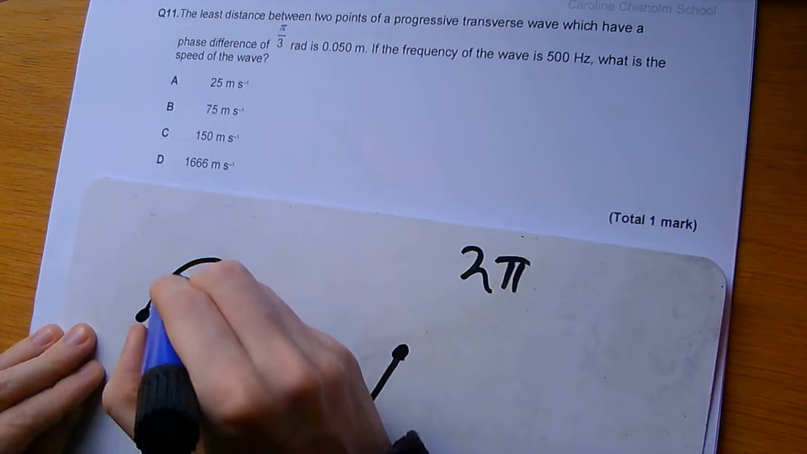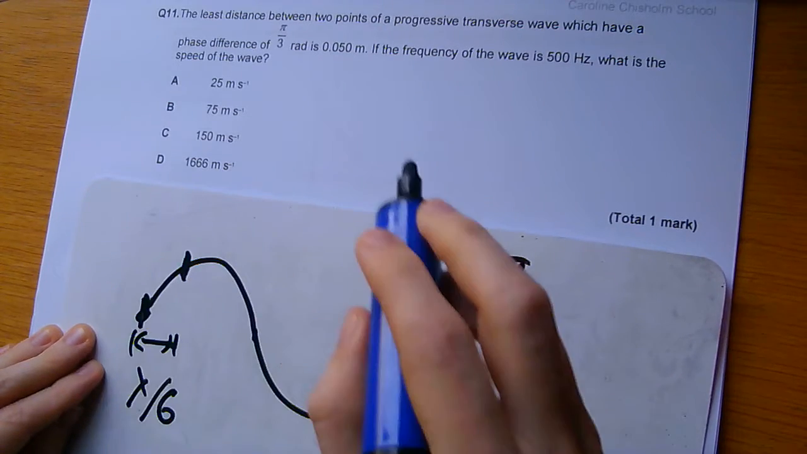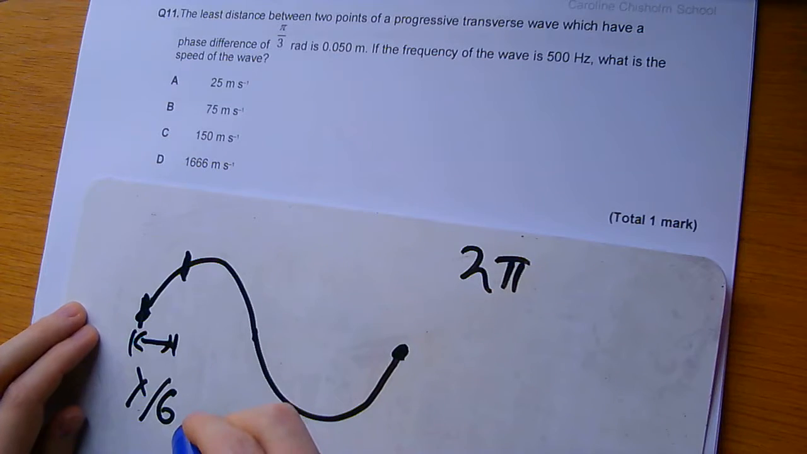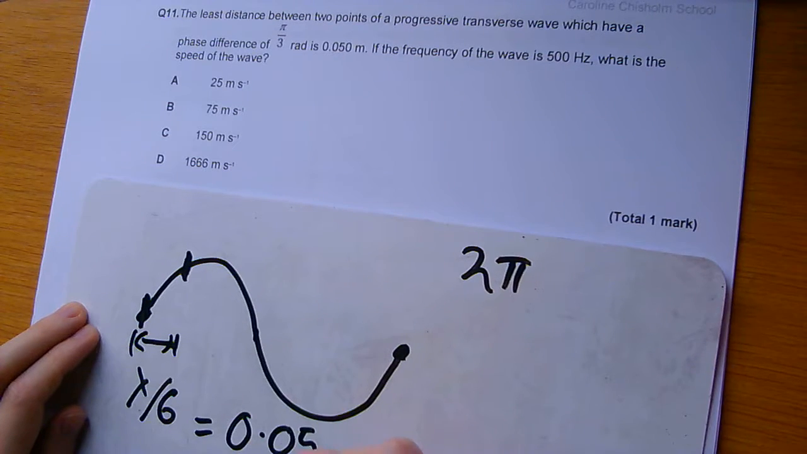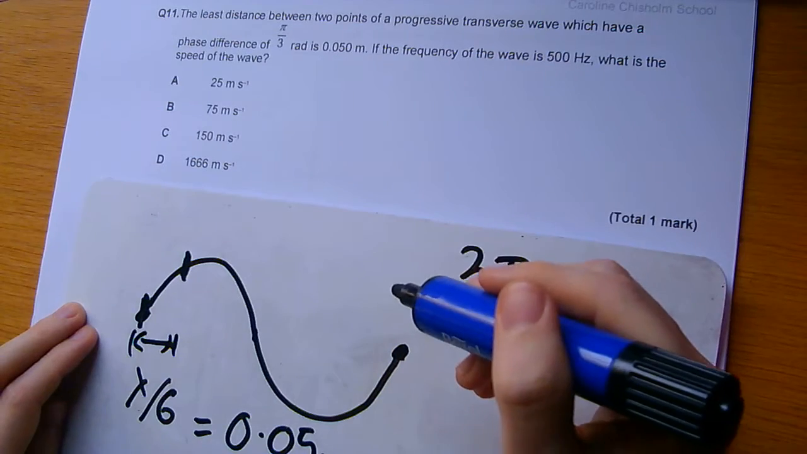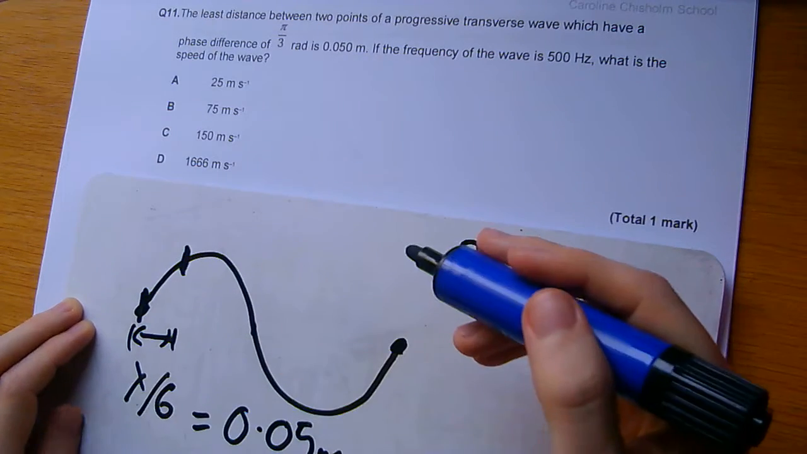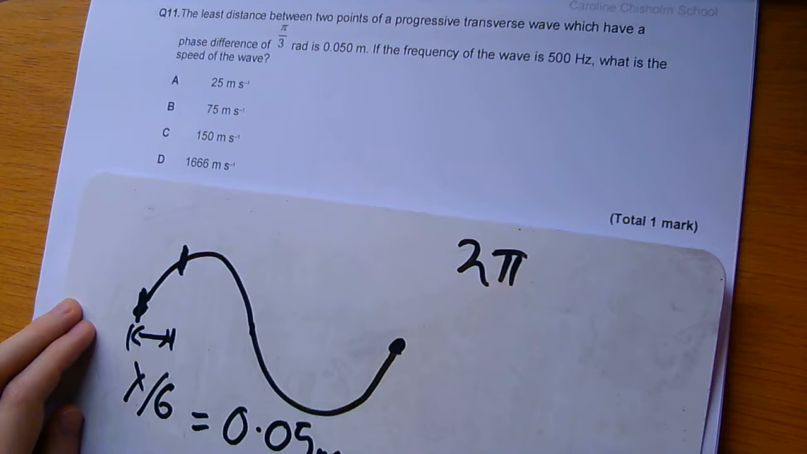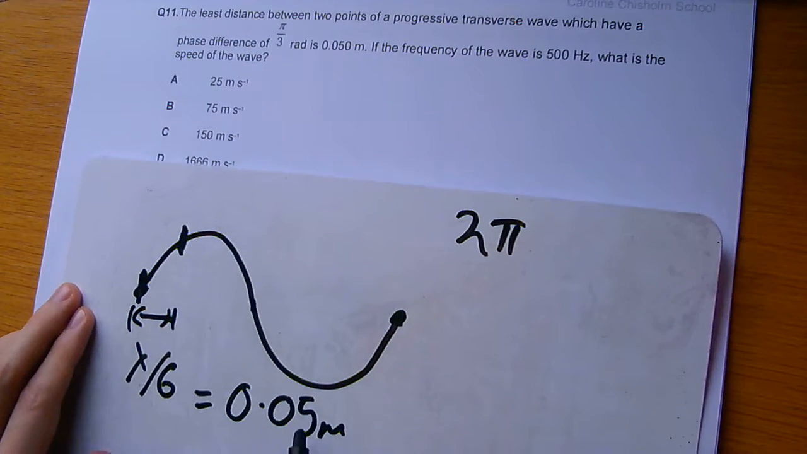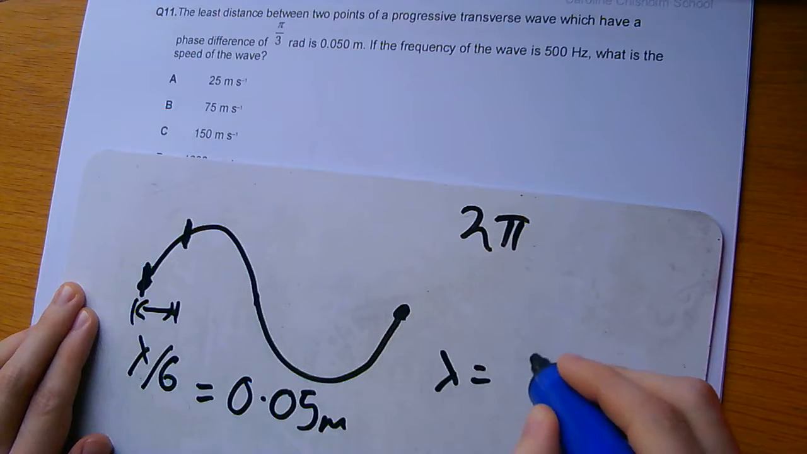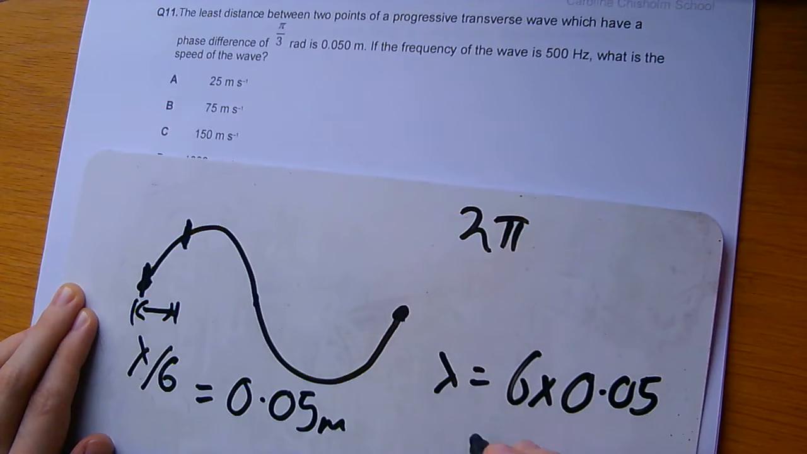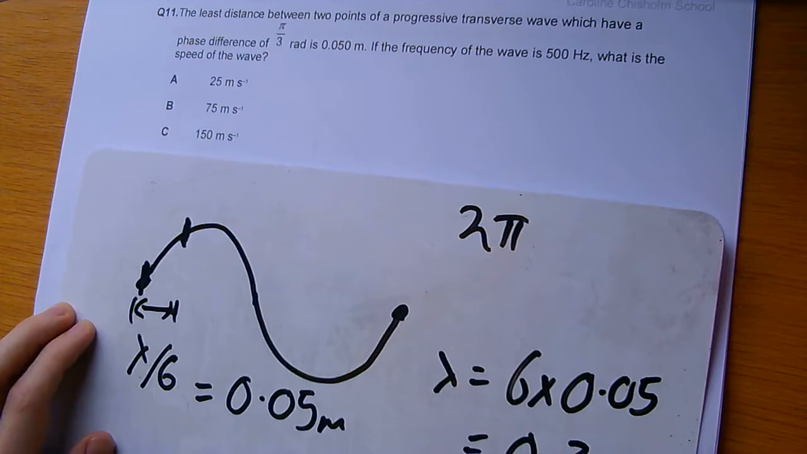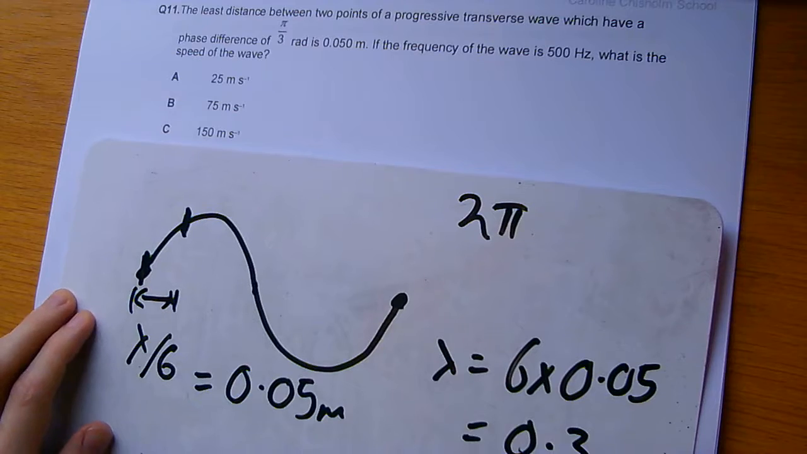We're looking at these 2 points here, so this point here, this point here perhaps. We're told that that distance is 0.05 meters, or 0.050 meters. That will be important if you have to worry about significant figures, of course. So if a sixth of the wave is 0.05 meters in terms of its length, then the full wavelength is going to be 6 lots of 0.05. So the wavelength is going to be 6 times 0.05 meters, which is going to be 0.3. There we go. So we've got a wavelength of 0.3 meters.